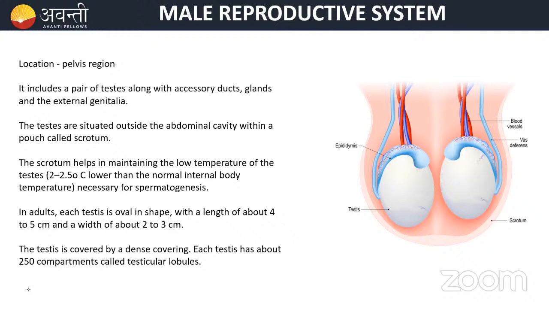So in adults, the testes are oval in shape. They are 4 to 5 centimeters in length and 2 to 3 centimeters in width. The testes are covered with a dense covering, and each testis has 250 compartments which are known as testicular lobules. Remember this very important point: each testis consists of 250 testicular lobules, and one testicular lobule consists of 1 to 3 seminiferous tubules.